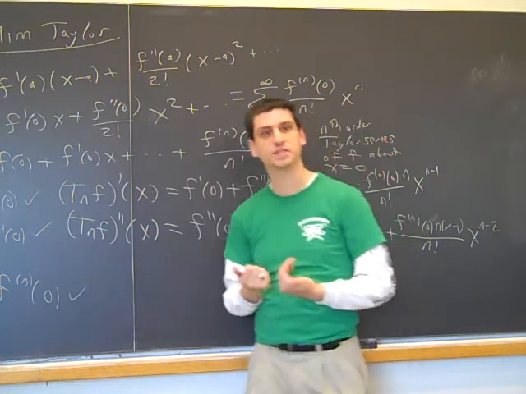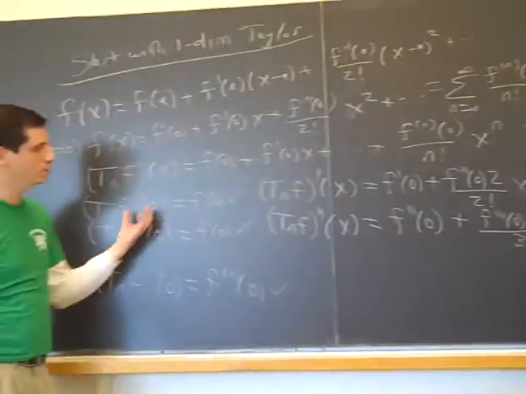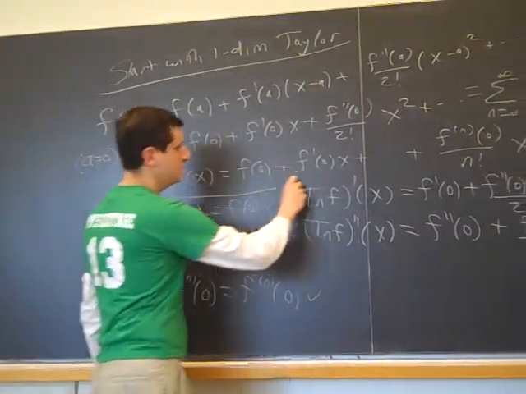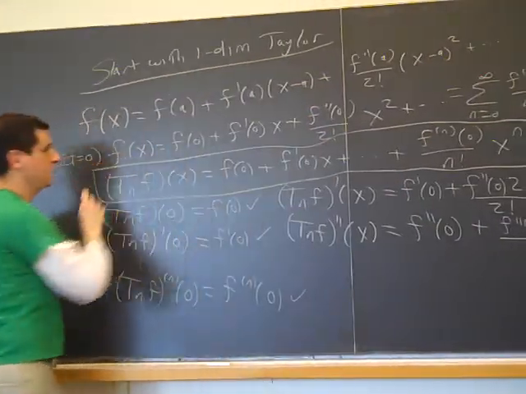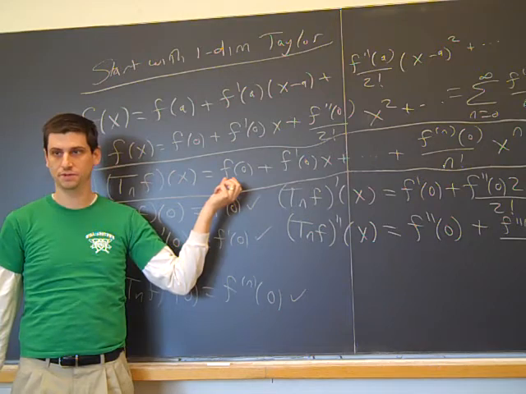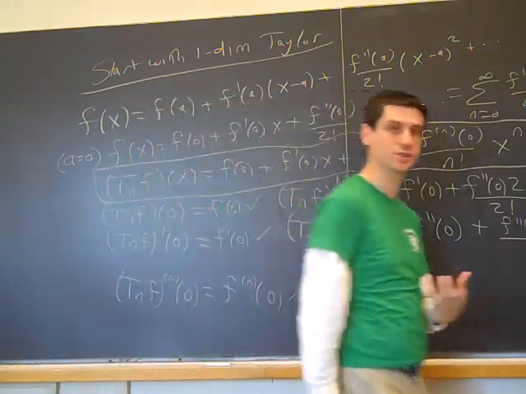That's the whole purpose of Taylor series. It's to replace a complicated function with a simpler one. And so here, this is the key relation. This is the Taylor series of order n about the point 0. And it's going to agree with my original function in many ways at the origin.